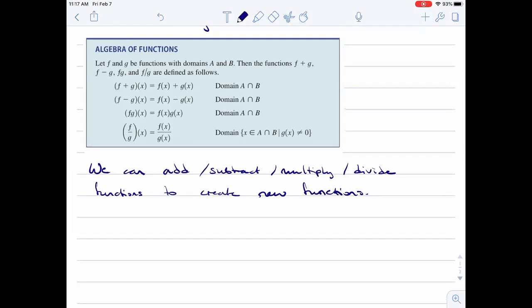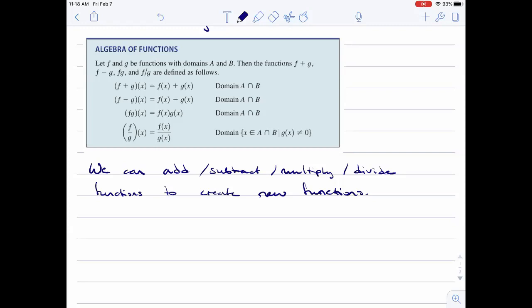So usually we're concerned with the domain, but what happens if we have the function f plus g? That's going to make a new function. If we have f plus g of x, we can just add those two functions together, smush them together, and then simplify, and then we have a new function. So we just take f of x plus g of x, which is the same as f plus g of x.